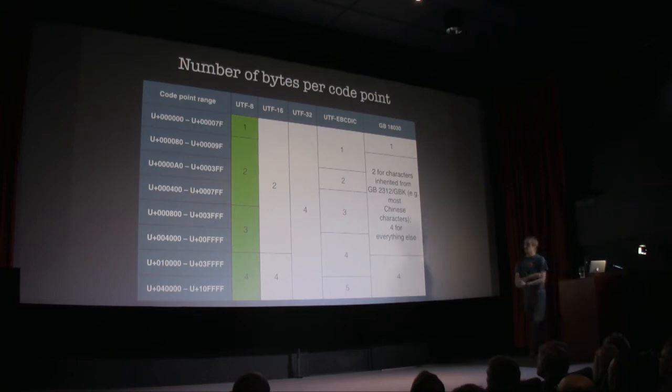And also, as you can see, other BMP symbols will take up 2 bytes, so it's 1 or 2 bytes for any BMP symbol. And then astral symbols, well, it depends. It takes up 3 or 4 bytes, depending on where the code point lies exactly.